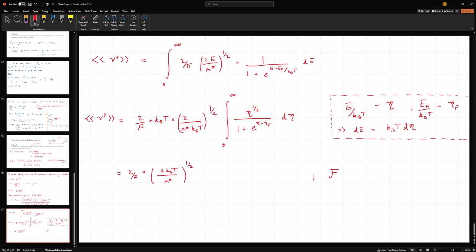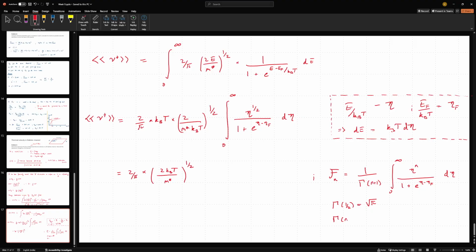So the Fermi integral of order n is 1 upon gamma of n plus 1, integral 0 to infinity, eta to the power n, upon 1 plus exponential (eta minus eta f), d eta. This is the Fermi integral. So I will need a factor of 1 over gamma of n plus 1. In this case, n is equal to half. I know gamma of half is root pi. So this is a known quantity, square root of pi.